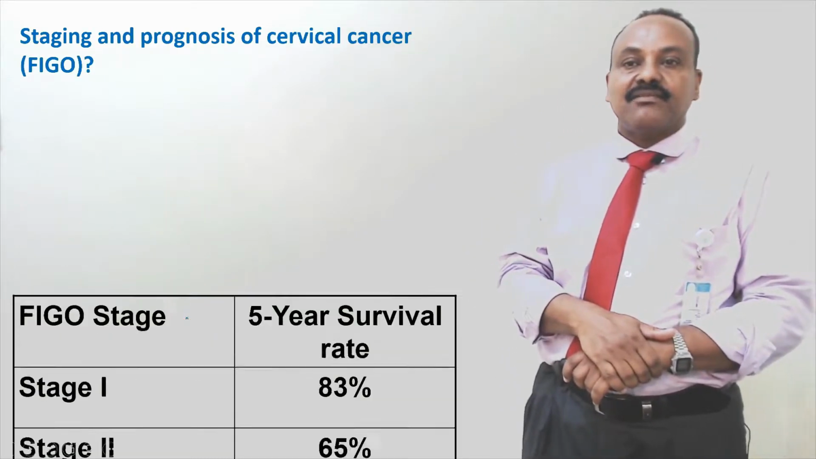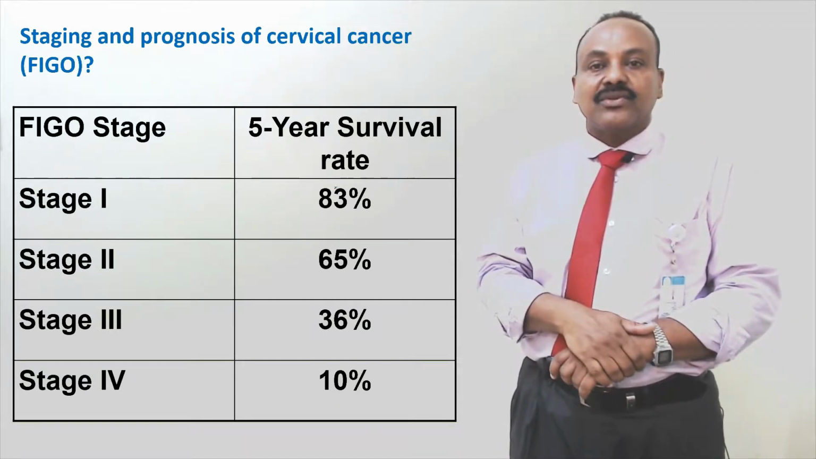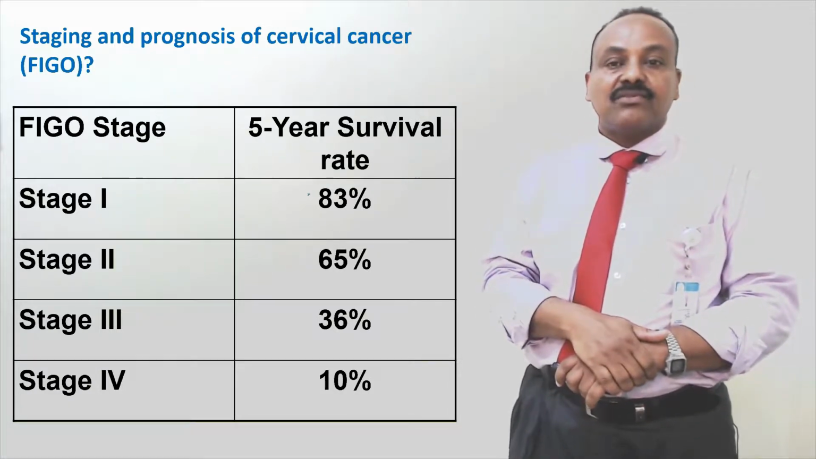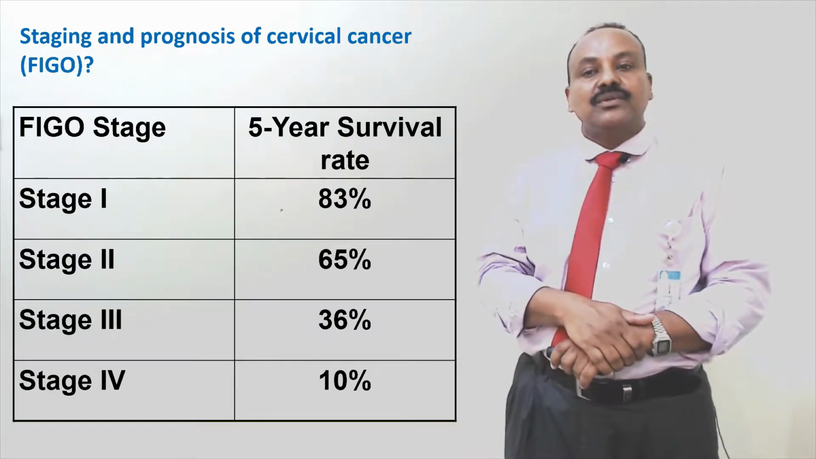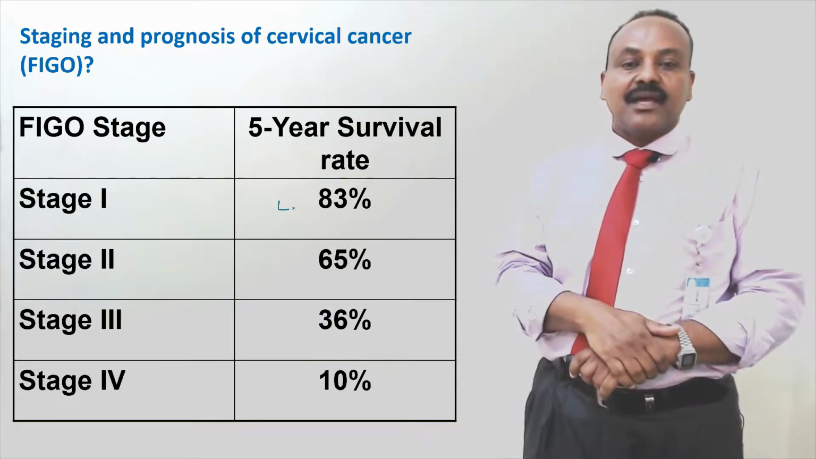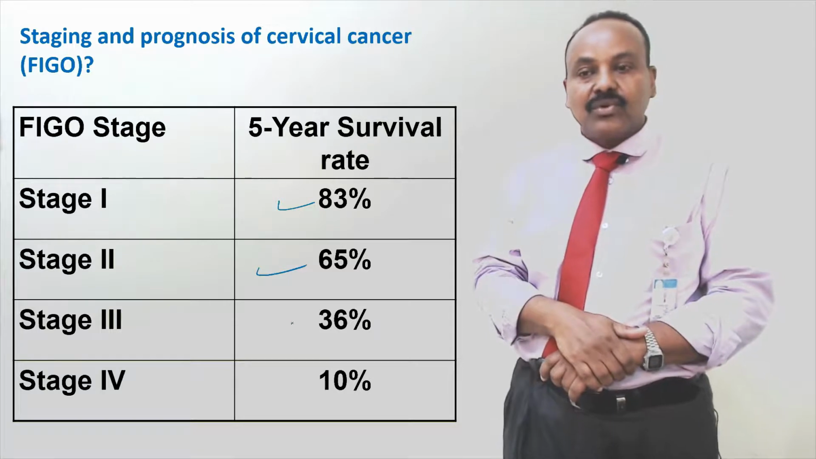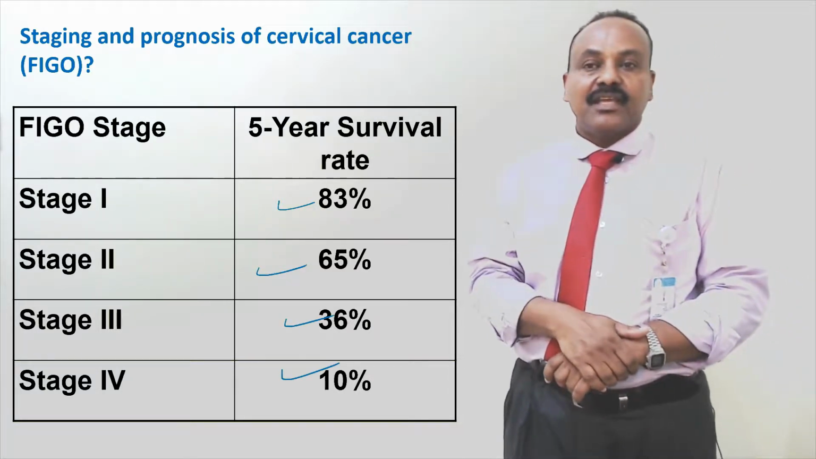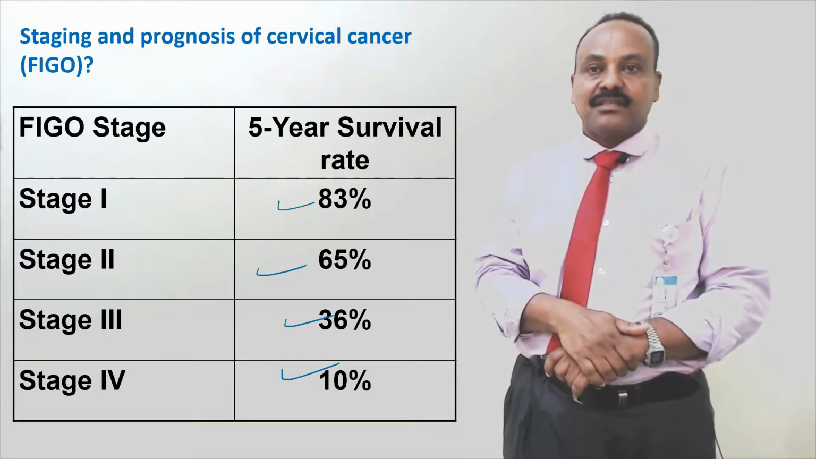Here, this is survival according to the stages. Stage 1, 83% survival for 5 years. Stage 2, 65%. Stage 3, 36%. And for stage 4, only 10% can survive for 5 years.